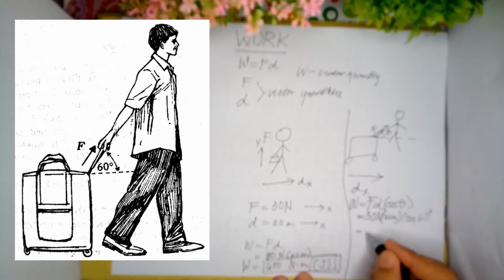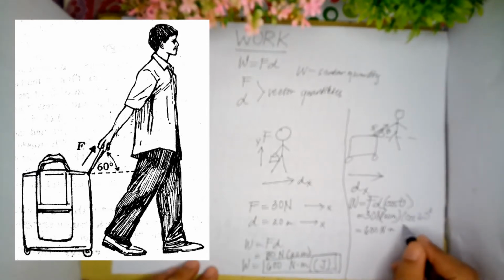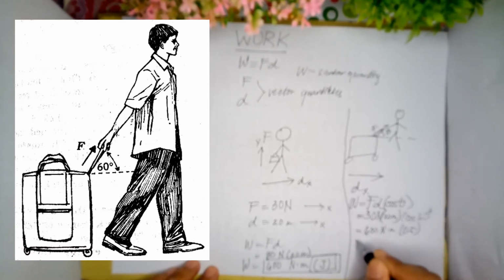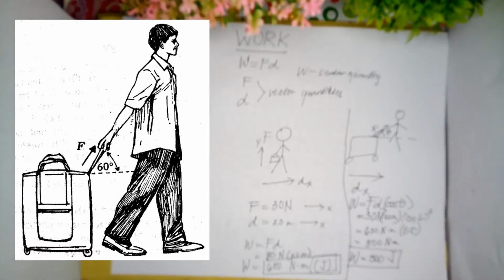Okay, so yung nakuha natin kanina, 600 Newton meter times cosine 60 degrees. So, cosine 60, 0.5. So, 600 times 0.5, we will get 300 Newton meter, or again, unit natin for work is joules. So, 300 joules. So, that is work.